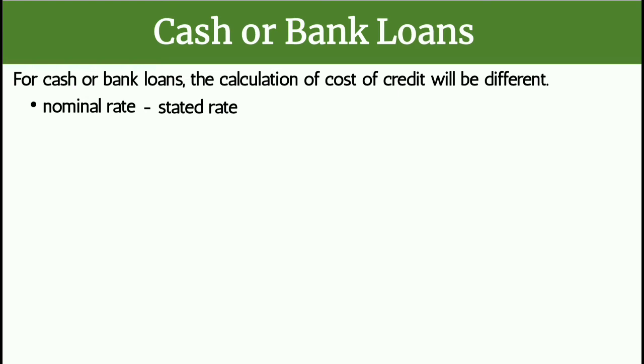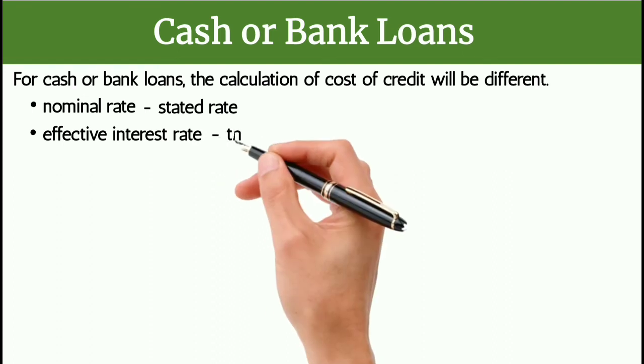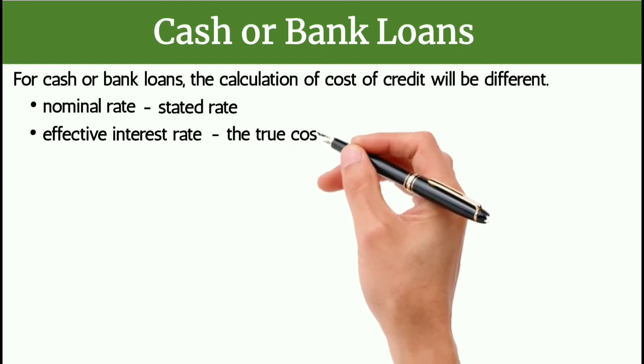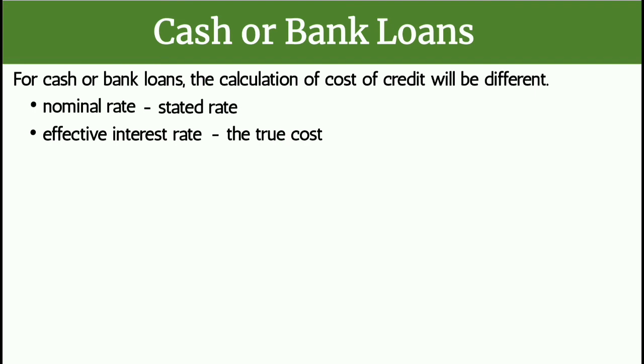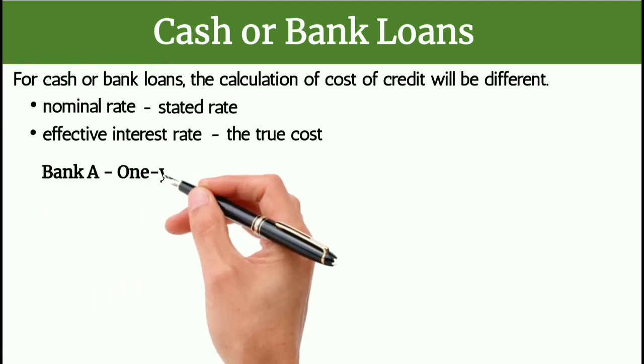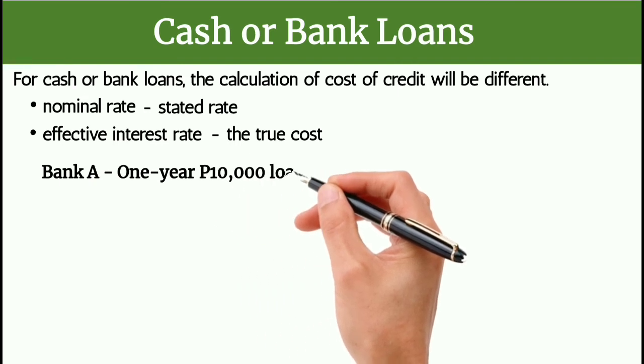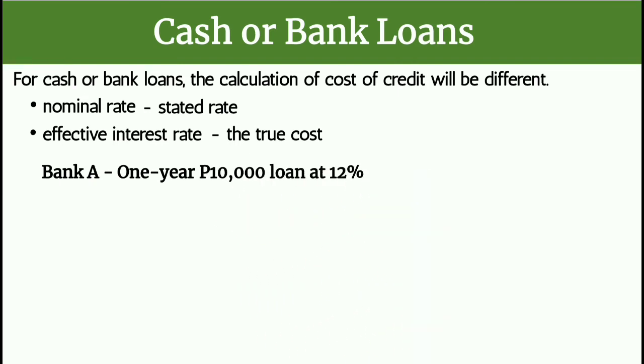And then there is effective interest rate. Ito naman yung true cost of credit. Let's have an example in order for you to better understand nominal rate and effective interest rate. Bank A, 1 year 10,000 pesos loan at 12%. So, yung nominal rate or stated rate ay 12%.